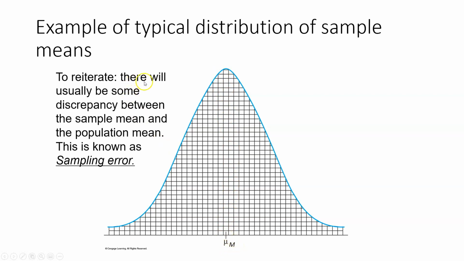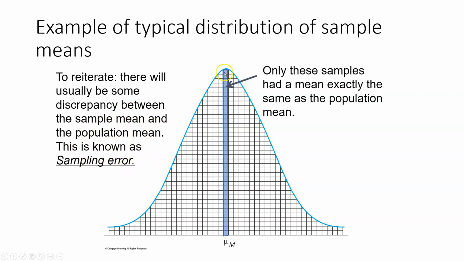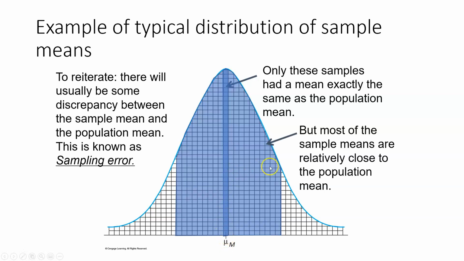To reiterate, there will usually be some discrepancy between the sample mean and the population mean. This is known as sampling error. Only this column of samples had a mean that is exactly the same as the population mean. But most of the sample means, over here and over here, are relatively close to the population mean.